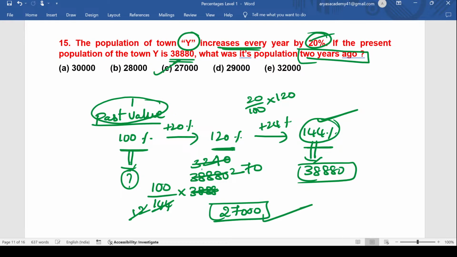So 2 years ago the population would have been 27,000, and by increasing at the rate of 20% every year, after 2 years the present population is 38,880. Hence we can say that the population 2 years ago of that particular town is 27,000.